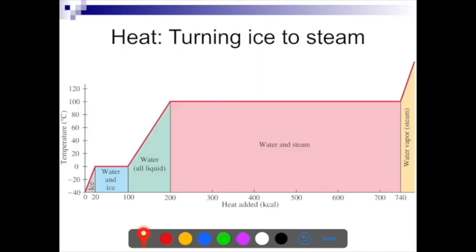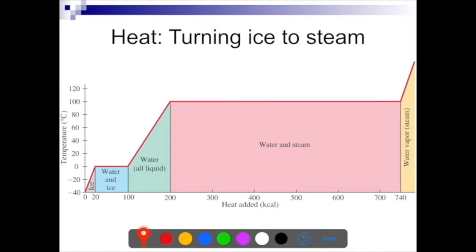Now let us look at the process of turning ice into steam as shown in this graph. In this graph, we will combine both the equations that we've seen. Q is equal to mc delta T, the heat needed to change the temperature of an object, and Q is equal to ml, the heat needed to change the phase. So let's look at this graph. The y-axis is temperature. This is the temperature of water. And the x-axis is heat added to the water.